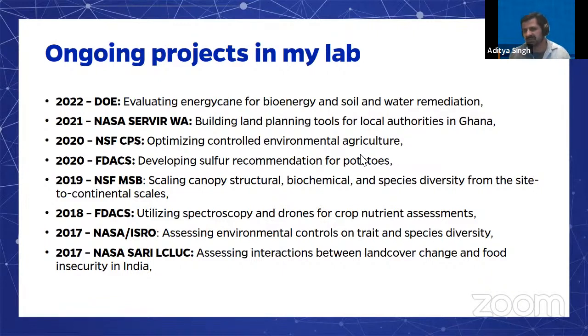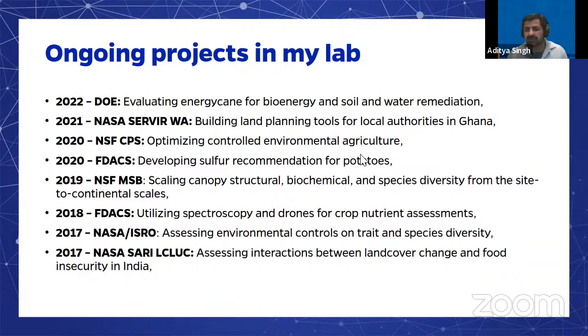I do everything. So we have one from DOE that's looking at energy cane. Energy cane is this variant of sugarcane that doesn't really produce that much sugar, but you can use the stubble for biofuel purposes. And it's also really efficient at picking out nutrients from the soils. So if we can replace sugarcane, because we're getting sugar from other places, and use energy cane to do bioremediation, if you have severely nutrient-rich soils that are basically leaking these nutrients into the water and causing trouble, Florida is all about the beaches. We start getting algal blooms. People do not like that. So we are trying to remedy that with energy cane.